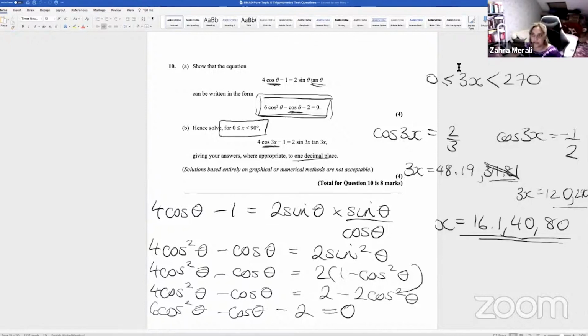Right, so hope that's useful. We've got logs, differentiation, integration, and vectors left, which I'll probably do one more now and then the rest tomorrow.